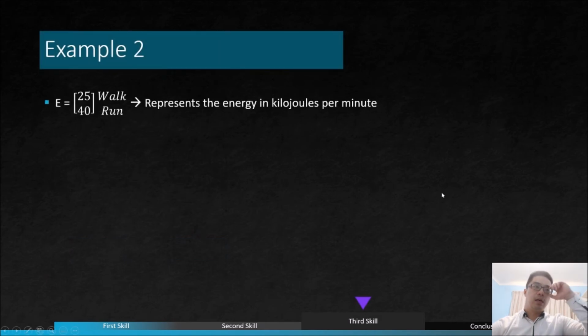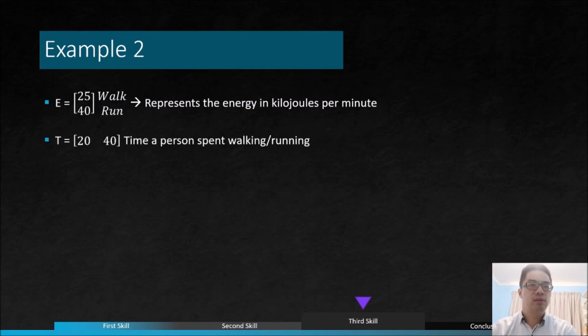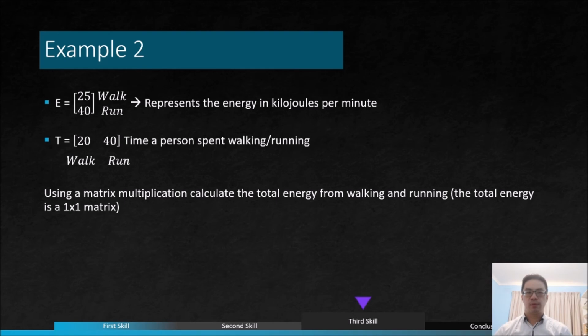Example 2, let's say we've got matrix E. It represents the energy in kilojoules per minute for walking and running. We've got matrix T, which is the time a person spends walking and running. Now I use a matrix multiplication to calculate the total energy from walking and running.